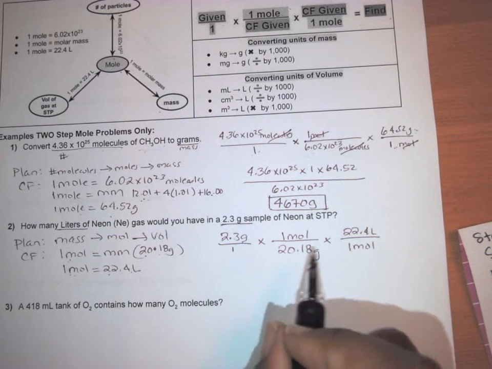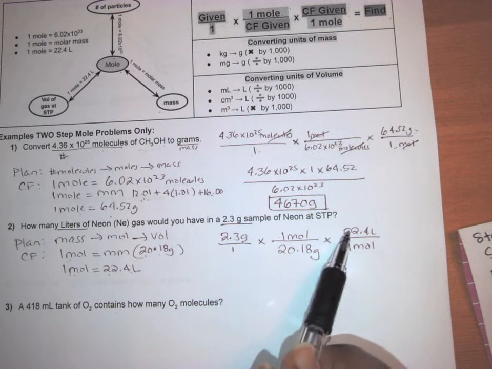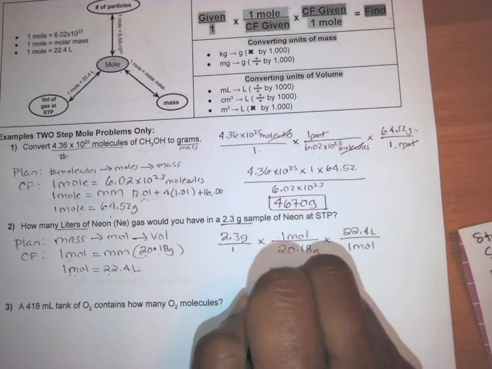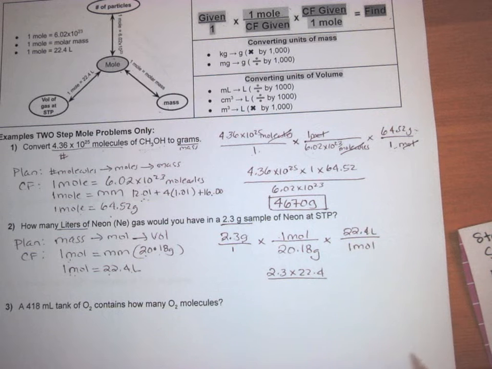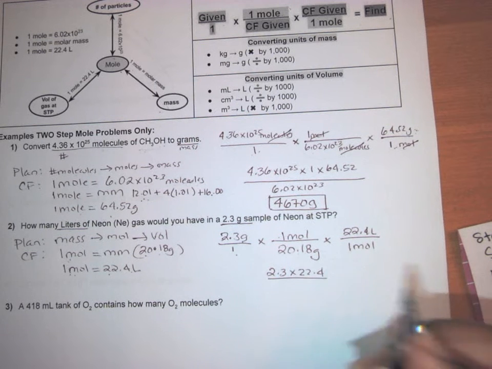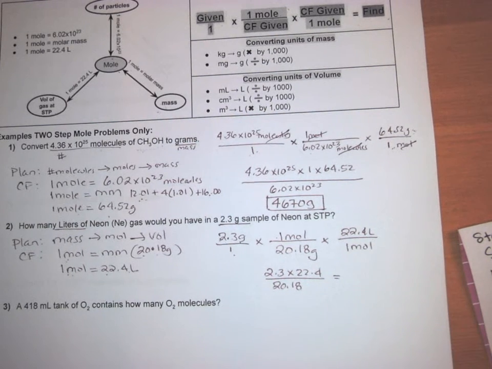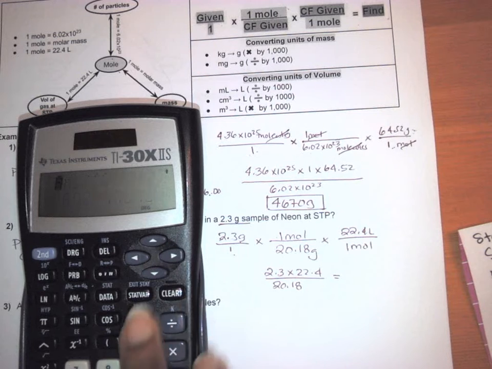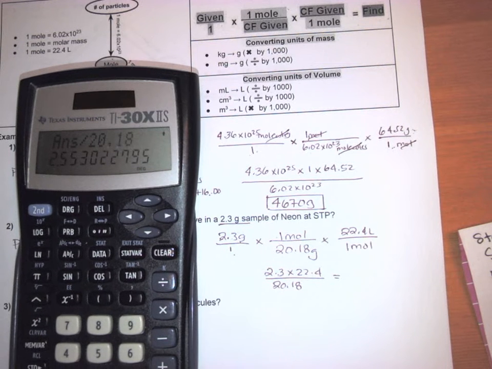All right, the math for this will look like the following. You multiply straight across, so 2.3 times 1 times 22.4. So that's just going to be 2.3 times 22.4. And on the bottom, it's going to be 1 times 20.18 times 1, which is just 20.18. And when you do that math in your calculator, 2.3 times 22.4 divided by 20.18, you get the following value.